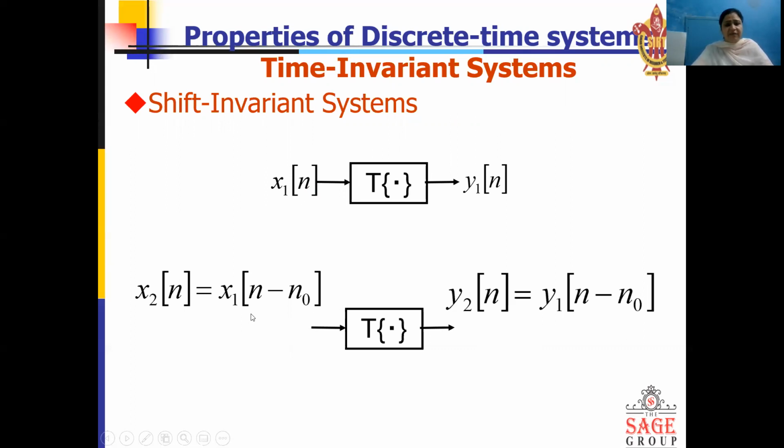Now if I shift my input by some instant, say n0, and give it to the same discrete time system, the output in that case should not be affected. Rather, it should be the same, but shifted by the same interval n0. So my new output should be y1[n minus n0]. That means a time invariant system is a system whose characteristics are not affected by time.